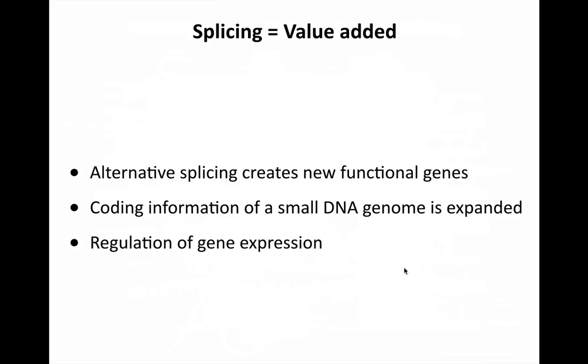Now you may be wondering, why are genes spliced? Why are mRNAs spliced in this way? There are lots of reasons for them, and here are just three. Alternative splicing, which we'll define in a moment, creates new functional genes. The coding information of a small DNA genome can be expanded by splicing, and it can also be used to regulate gene expression.